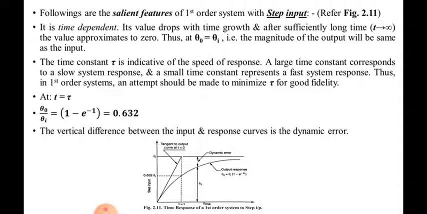At t equal to tau, theta 0 by theta I equals 1 minus e raised to minus 1, which equals 0.632. The vertical difference between the input and response curve is the dynamic error. So this is nothing but the salient features of the first order system with step input.